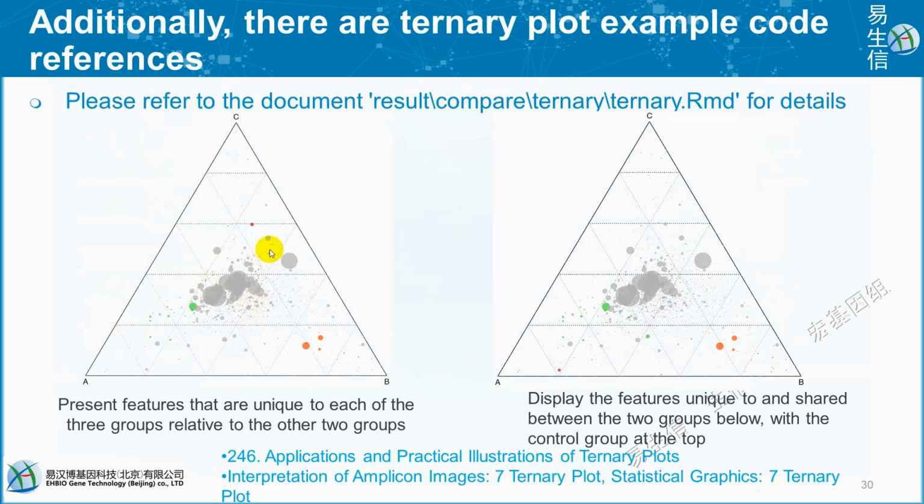We can draw this as well, and you have to copy the ternary RMD, which is located in the EasyAmplicon master in the result directory under compare. You copy the ternary RMD and bring it in your working directory, and then start running the code one by one. Then eventually you will get this visualization: display the features unique to and shared between the two groups below with the control group at the top.